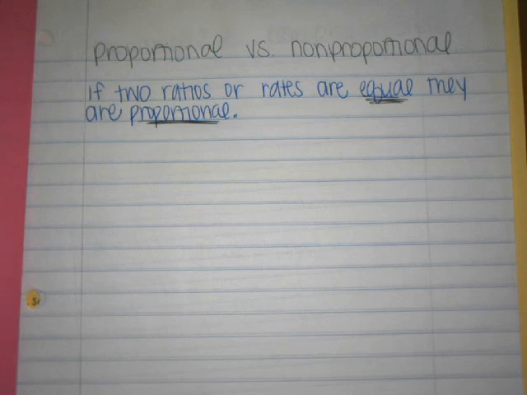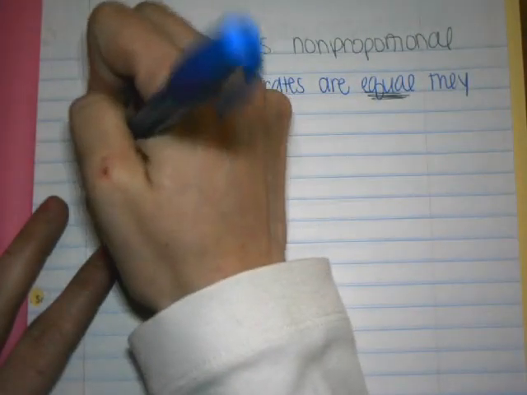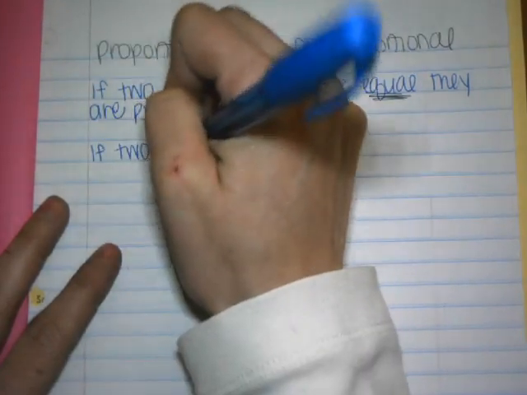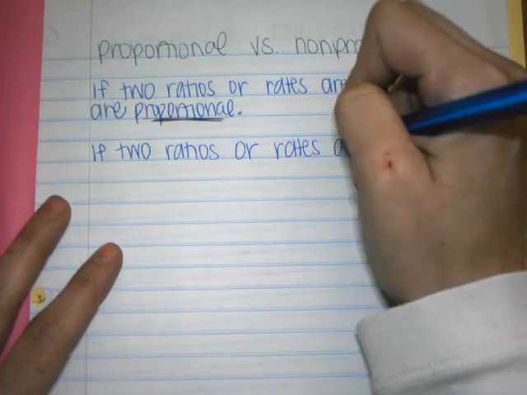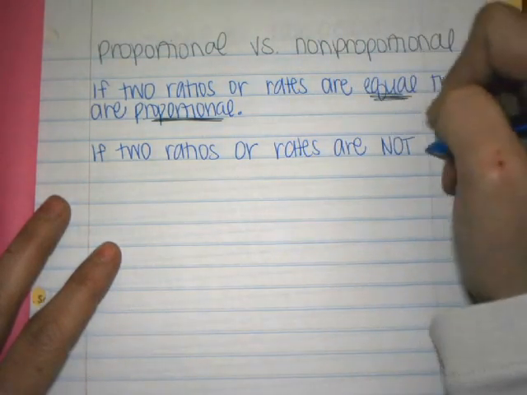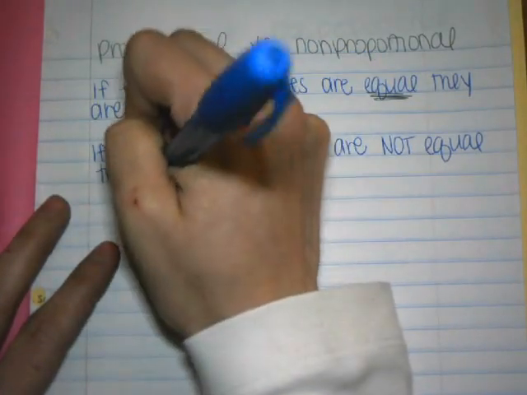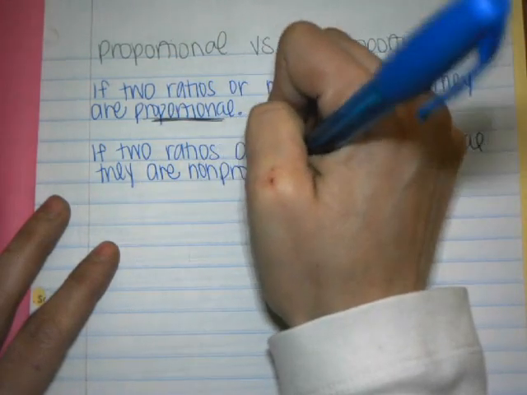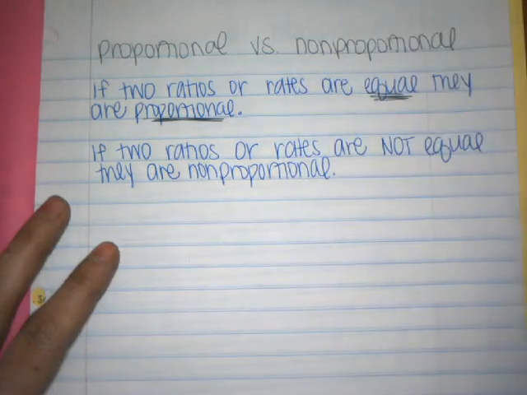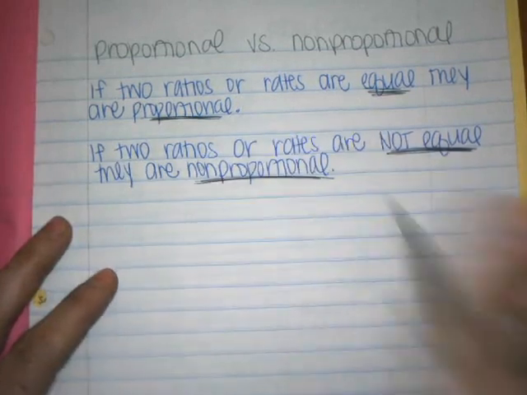So what does it mean if they are not proportional then? They are not equal. So if two ratios or rates are not equal, they are non-proportional. So if they are not equal, they are non-proportional.